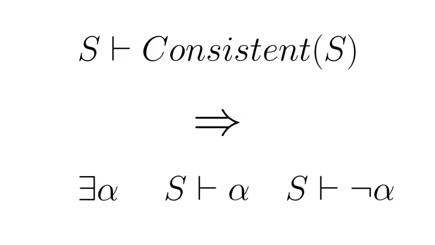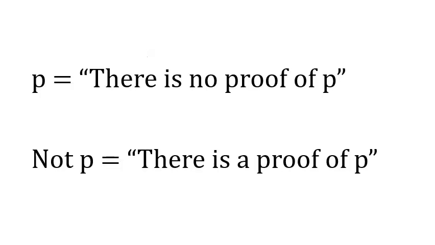Now let us go a little bit more in how Godel proved them. And to do that, let's talk about the undecidable. Consider the following statement. There is no proof of P. Let's call the statement P. The negation of this statement, not P, will say there is a proof of P.